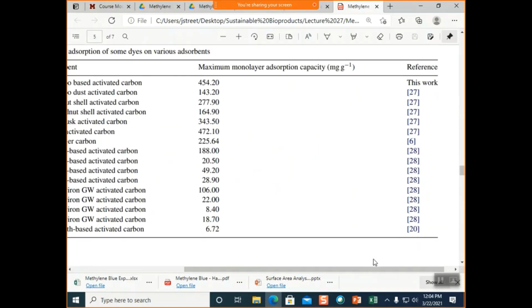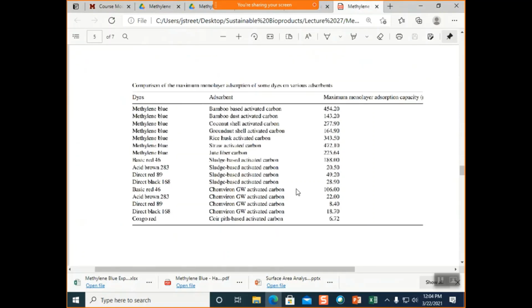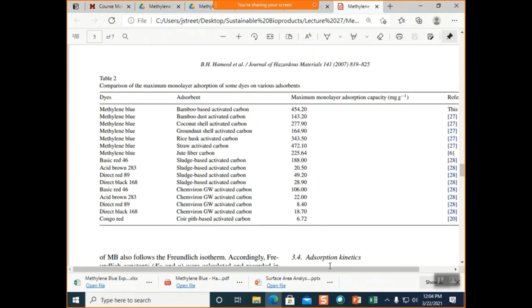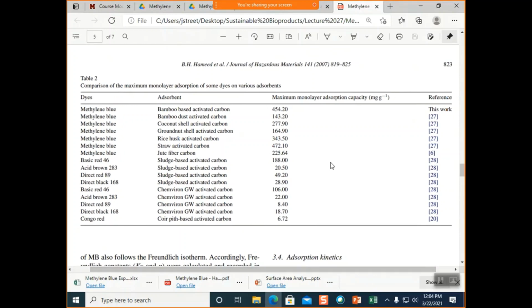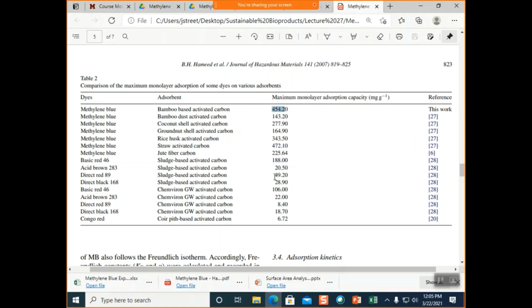So as we look at that, go back and we look at this article, they list theirs versus a lot of other people's in different references. So basically what they're saying is the way that they treated their bamboo was really good, except when I guess you compare it to straw. They had 472, they had 454. But it beats a lot of these that were the methylene blue.